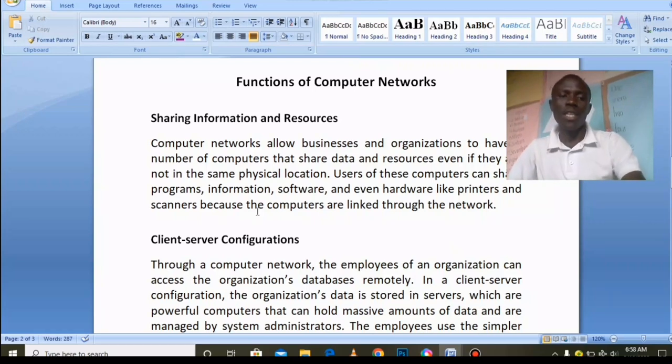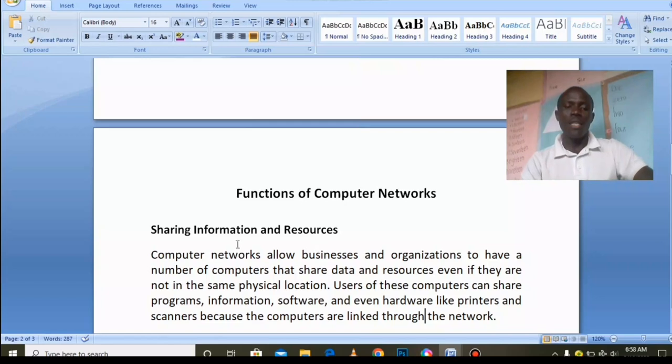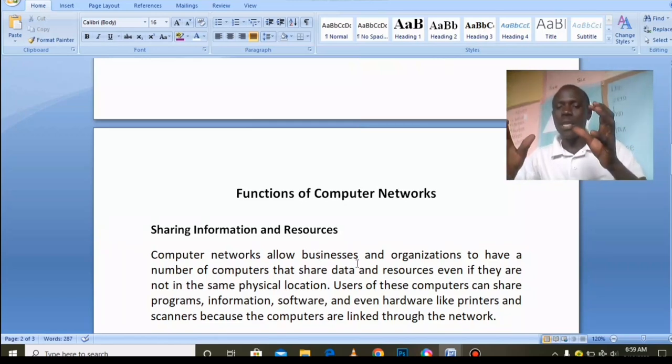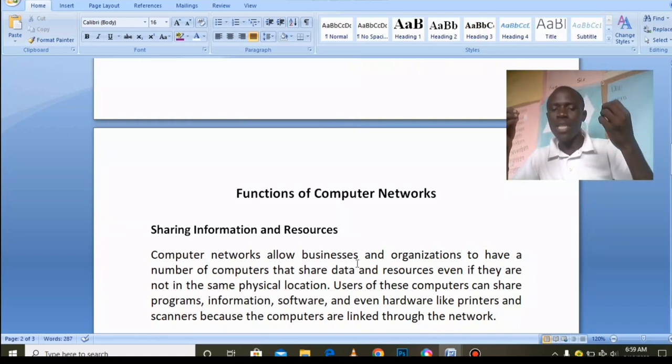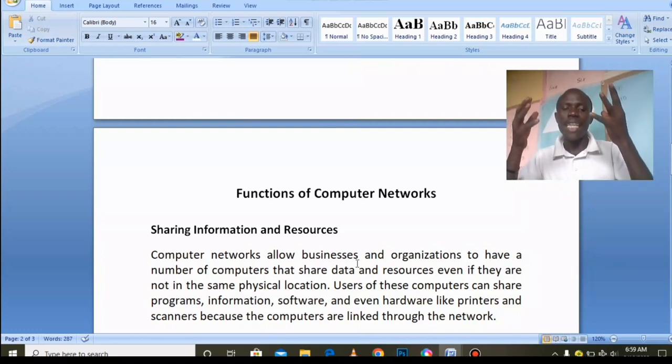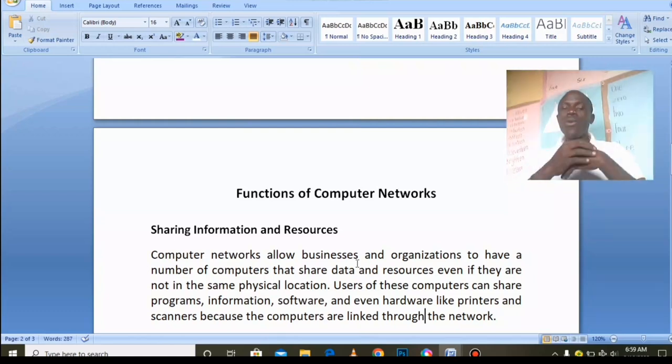Number one point we are having here is sharing information and resources. So what is sharing information and resources? We are saying that computer networks allow businesses and organizations to have a number of computers that share data and resources, even if they are not in the same physical location. Users of these computers can share programs, information, software, and even hardware like printers and scanners because the computers are linked through the network. So what do they mean here?